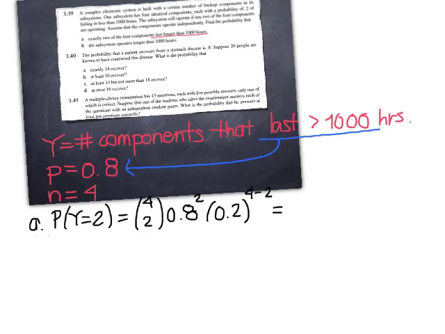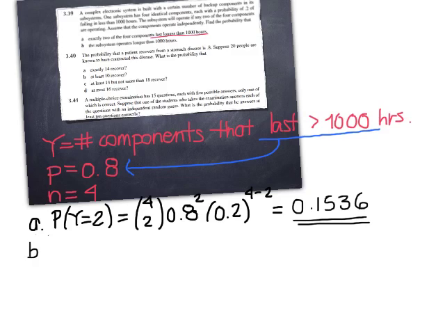So you could do this in your calculator and give me the result. So this should give you 0.1536. So this is the probability of getting exactly 2 out of the 4. It doesn't matter if the components that work are the first 2, the last 2, the first one and the third one, or any other possible combination.